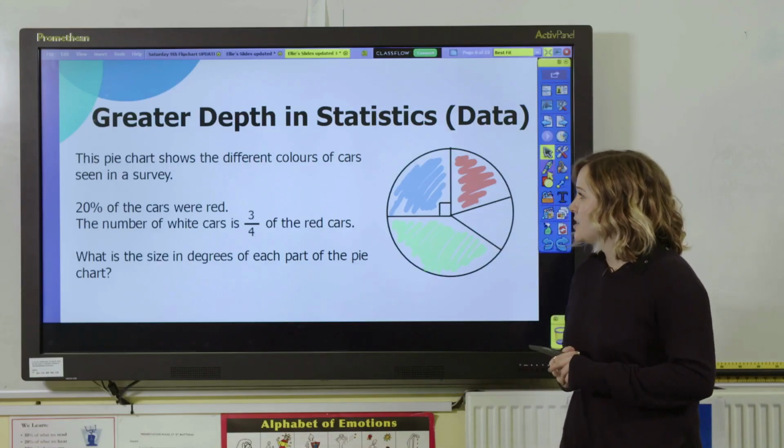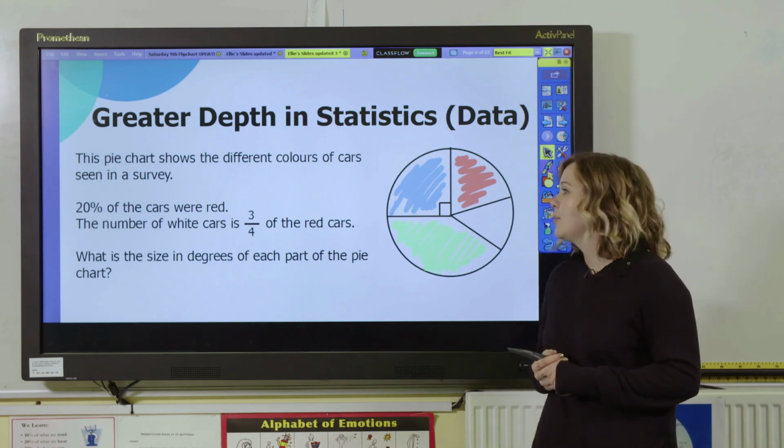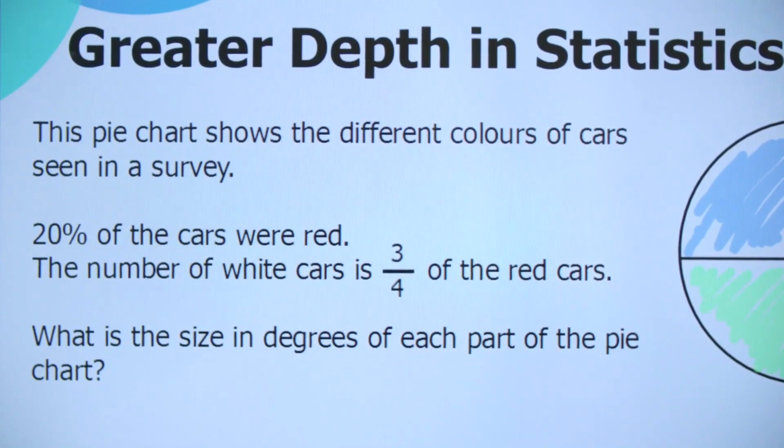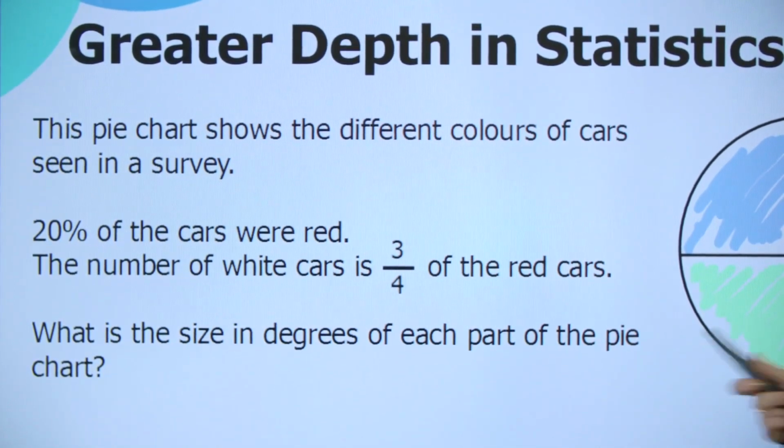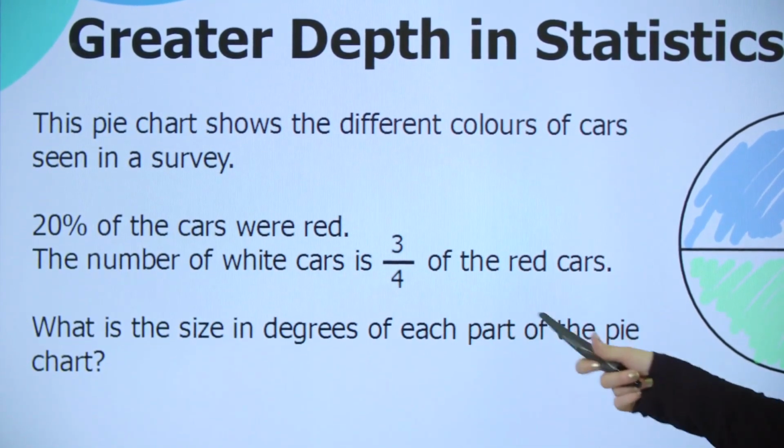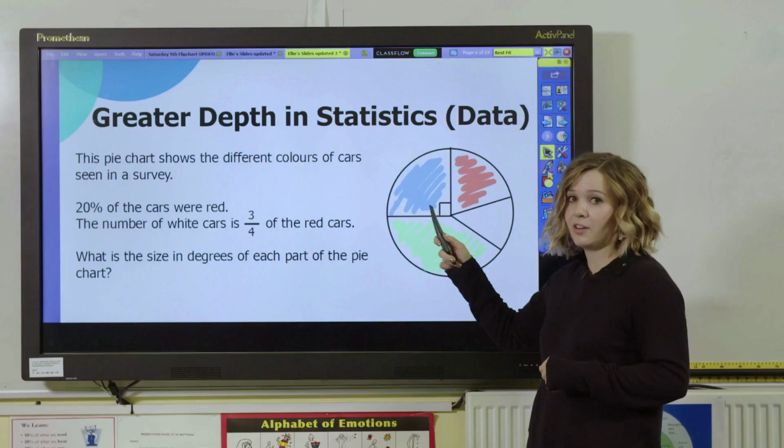This pie chart shows the different colours of cars in a survey. 20% of the cars are red. The number of white cars is 3/4 of the red cars. And it's asking us to find out the size in degrees of each part of this pie chart.